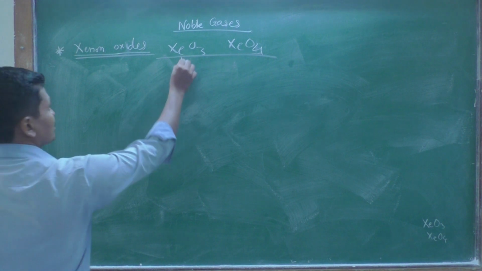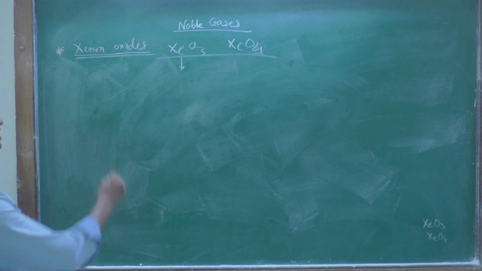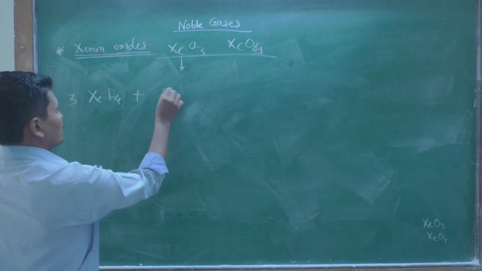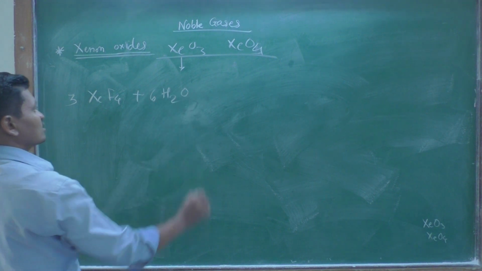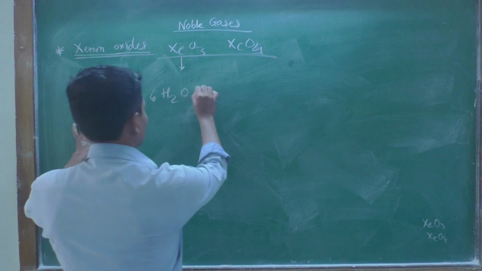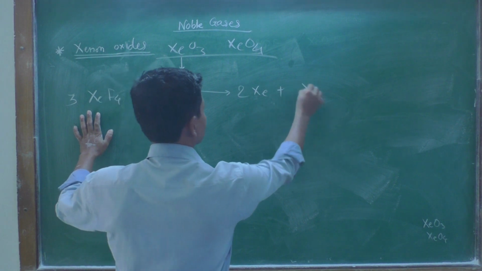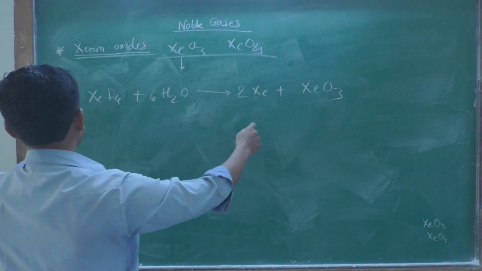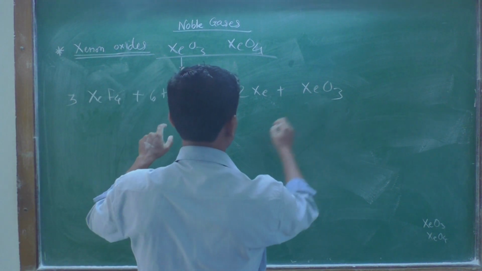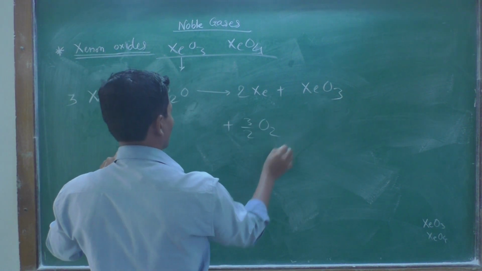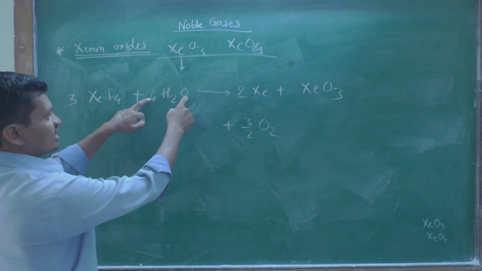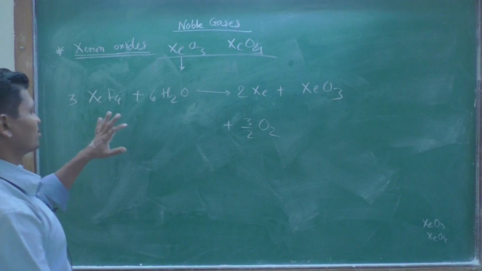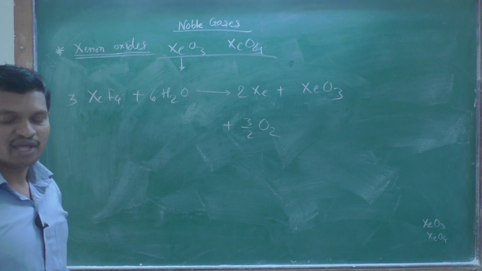So for xenon trioxide, the preparation can be done by using XeF4, okay. So xenon tetrafluoride, when it is reacting in a proportion of 3:6, there is a formation of 2 XeF6 plus XeO3, okay. So 3 xenon atoms are there. Out of these, one is forming XeO3 and the others are forming the fluoride, plus the formation of 3/2 O2, okay. This is a balanced chemical reaction for the formation of xenon trioxide, okay.